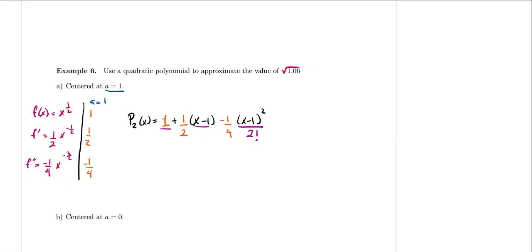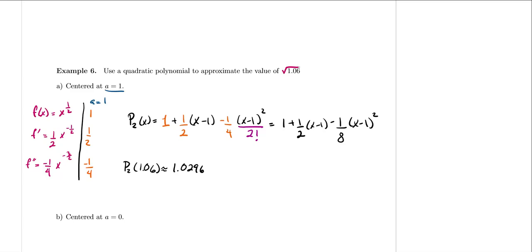All right, so we have a negative 1/4 divided by 2 factorial, but 2 factorial is just 2, so our polynomial approximation simplified is 1 plus 1/2 times x minus 1 minus 1/8 times x minus 1 squared. Now using our quadratic polynomial approximation, what would be the value for the square root of 1.06? Plugging 1.06 into our function, I get approximately 1.0296. Perfect.